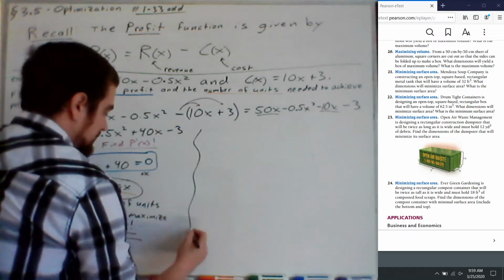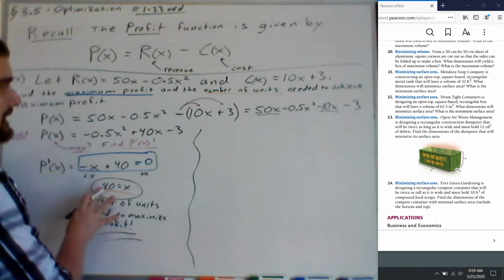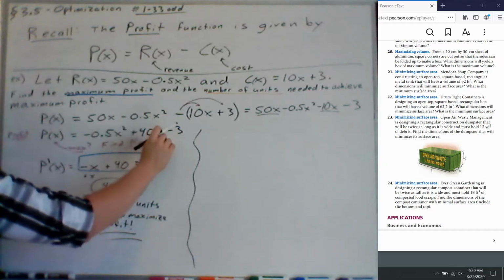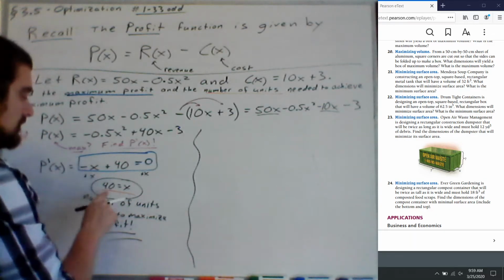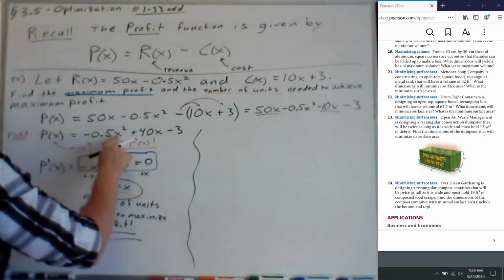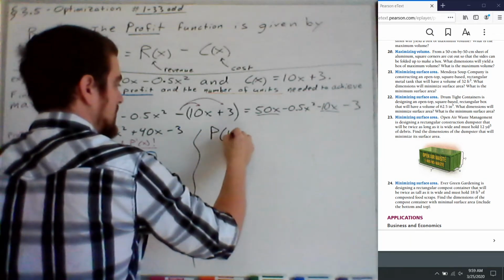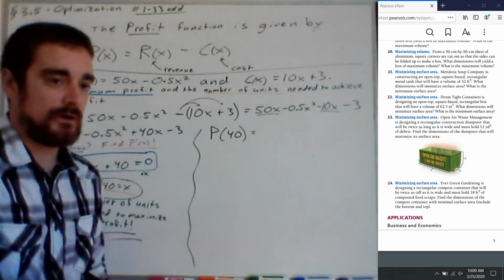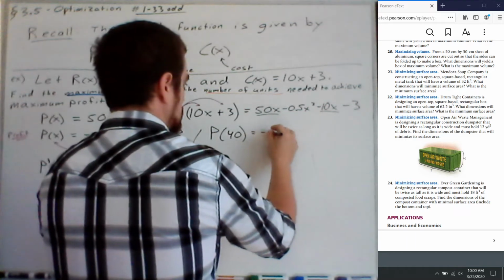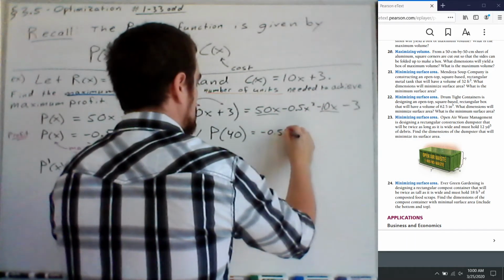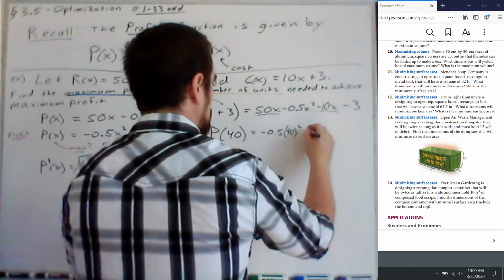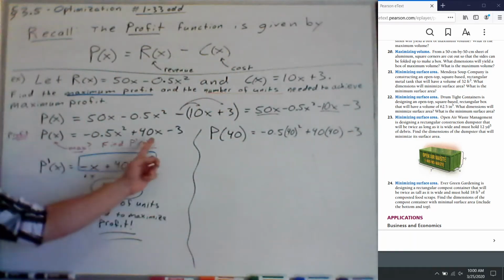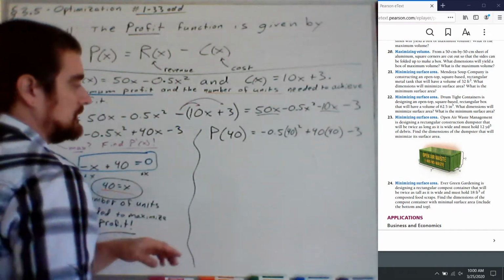I found my critical value, x equals 40. I can take that critical value, plug it back into my profit function, and see what profit I get. Since I know this is a maximum, I can plug this into my profit function, aka I can find P of 40, and it will tell me the output, what the actual maximum profit is. So let's do that. Negative 0.5 times 40 squared plus 40 times 40 minus 3. There's my profit function with 40 in there.